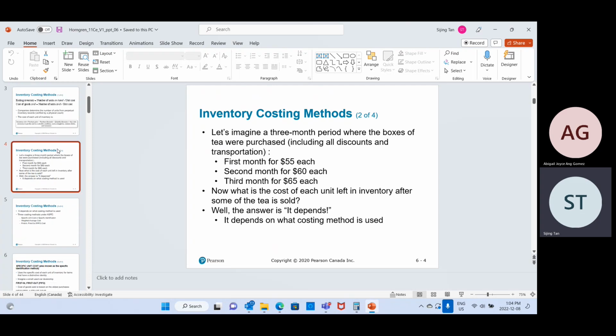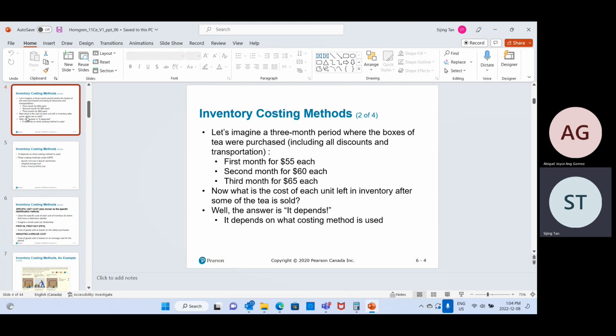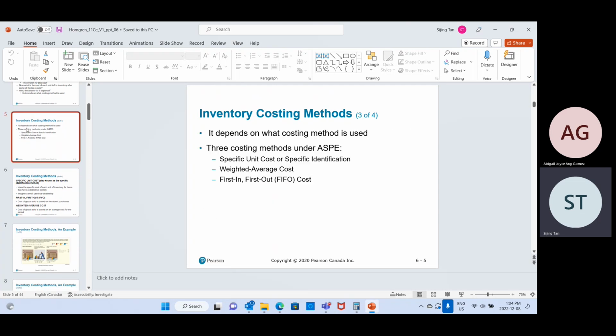So this is why we need to talk about 3 different methods. It depends. So the answer is it depends. It depends on what costing method is used. The 3 different cost methods under GAAP are, first of all, specific unit cost or specific identification. Second is the weighted average cost, and third is first in, first out. So we're going to talk about each in detail.